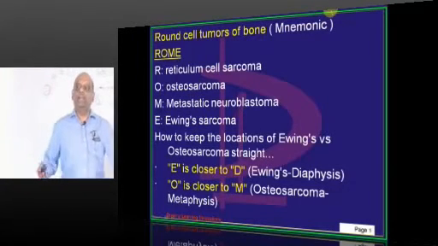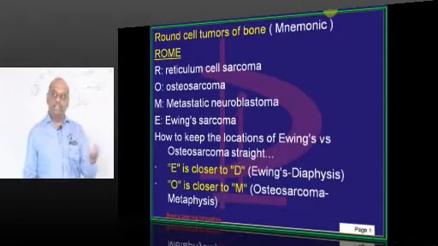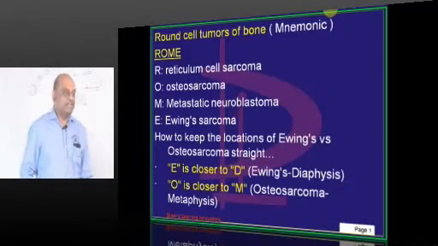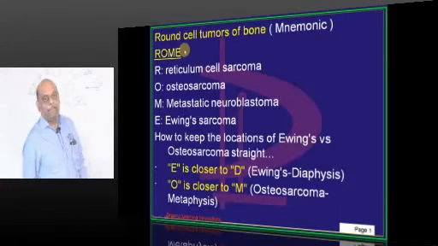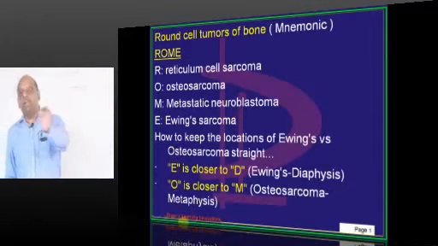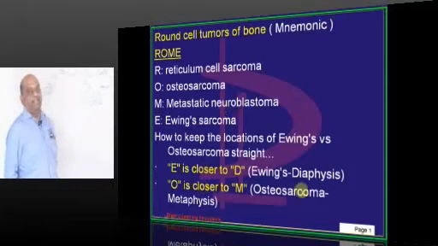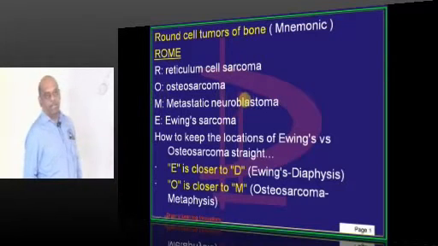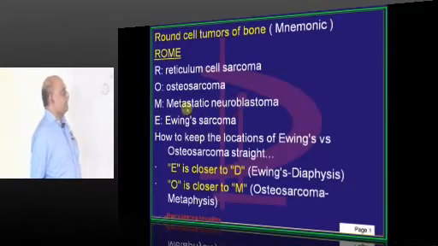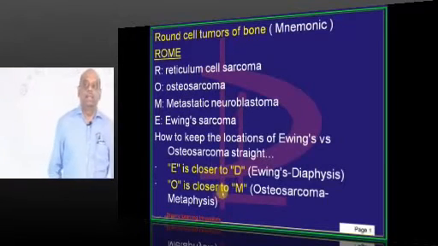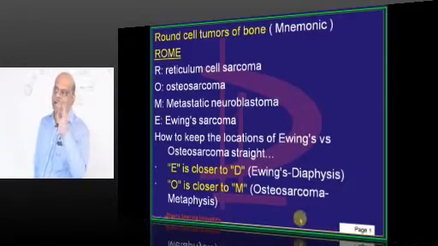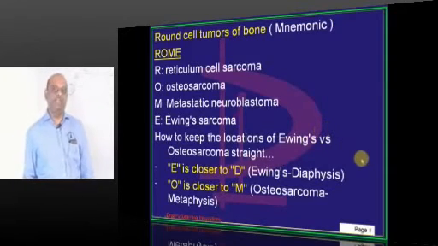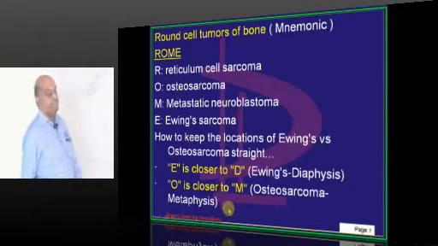Ewing's sarcoma belongs to a big club. Nowadays, for everything there is a club membership, no? You are a member of Indian Association of Pediatrics, Indian Medical Association, like that. It belongs to a big club called round cell tumors. What are all the tumors which are called round cell tumors? It is a favorite question of the examiner. Reticulum cell sarcoma, osteogenic sarcoma, metastatic neuroblastoma and Ewing's sarcoma are the classical round cell tumors. If you do histology, you find classical round cells. That's the reason these four are called round cell sarcomas.